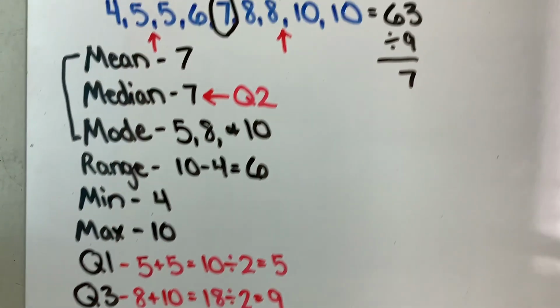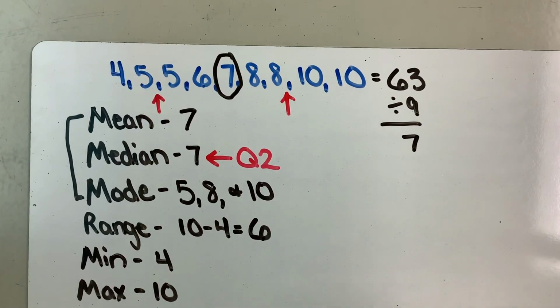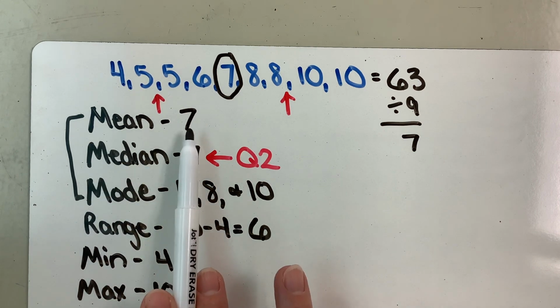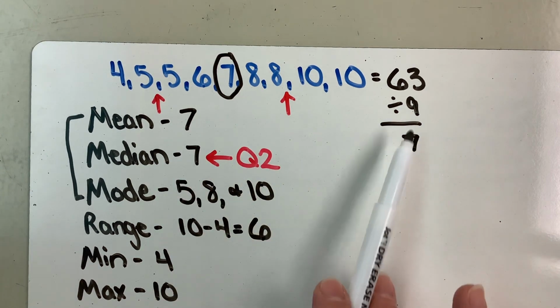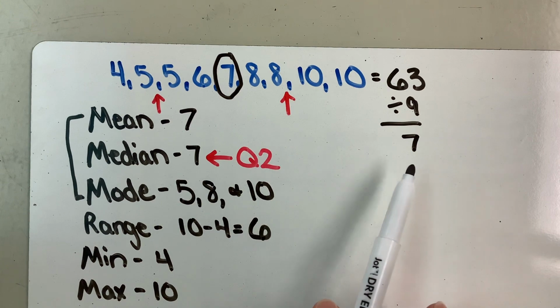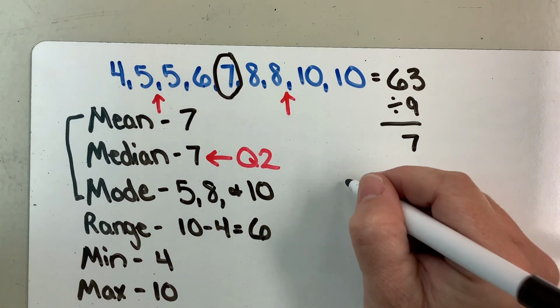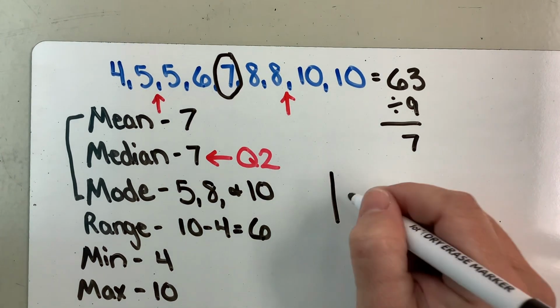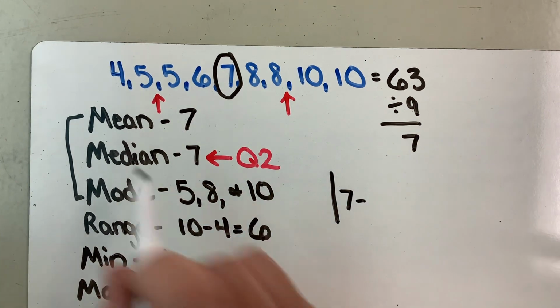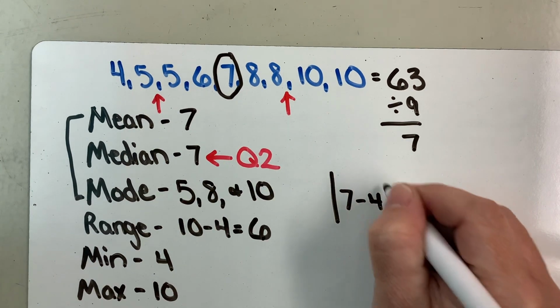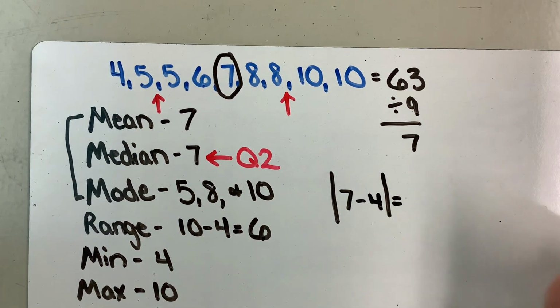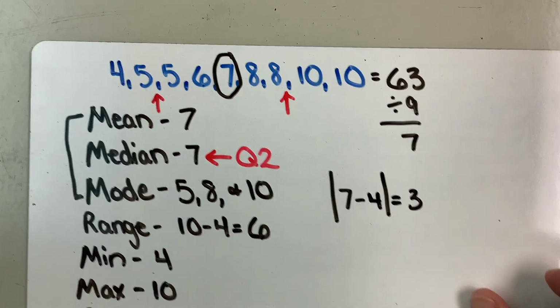All right, so looking at our numbers again, what you need to do is find the average, or the mean. So the mean or the average is 7. Okay, we added those all up. We had that 63 divided by 9, that gave us 7. So our mean is 7. What you do is you take the absolute value of your mean minus each number in our list. So we're going to start with 4. 7 minus 4 is 3. Absolute value of that is still 3.